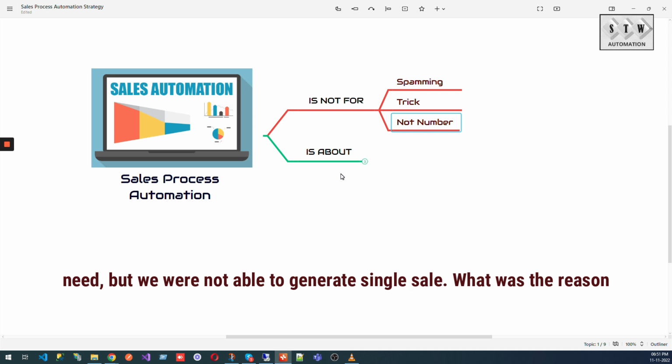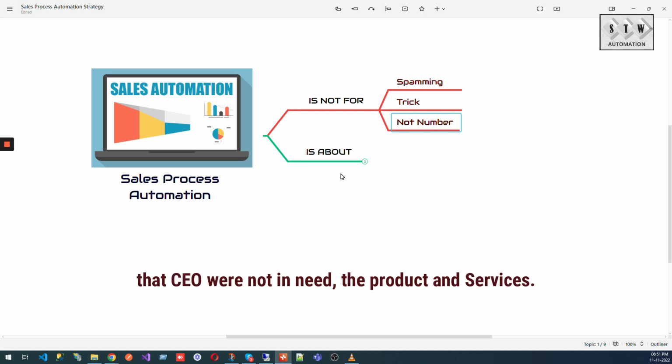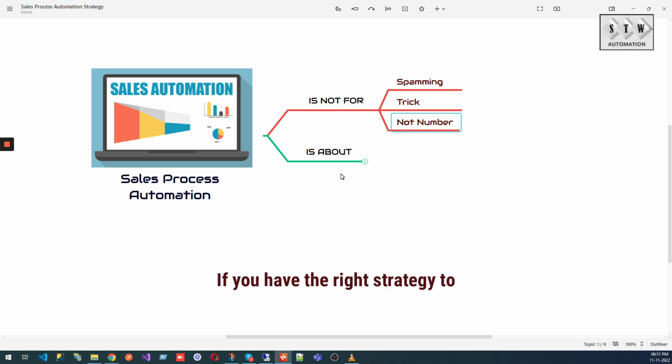What was the reason? The reason behind that was that the list we had was not right. The CEOs were not in need of the products and services we were trying to sell them. So having a bigger database and just sending emails is not going to work. If you have the right strategy to generate your data source and lead list, and after that you have an automated process to find the right prospect, then set the meeting, connect with them, talk to them and demo your product and services, only then will you be able to generate the right conversion. So don't try to make a fake database. Don't try to collect garbage and sell to them. Try to build a database with the right prospects and then have an automated process to sell your products and services. So again, sales process automation is not about numbers.